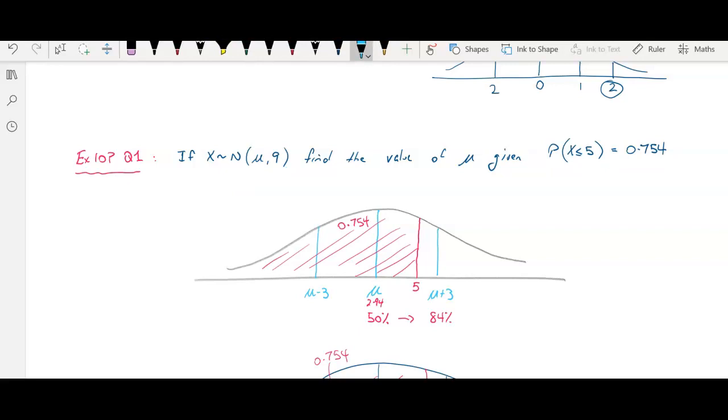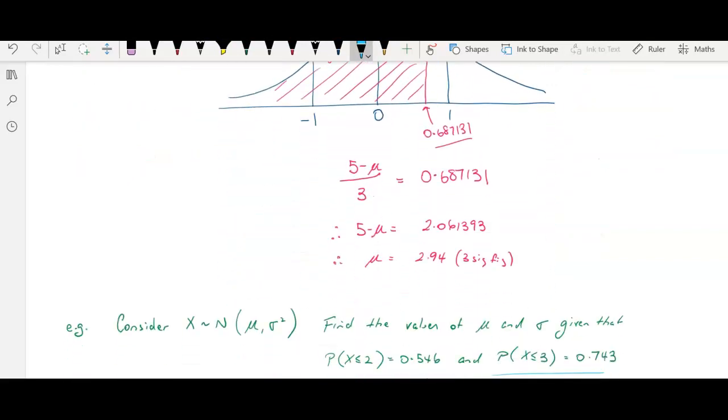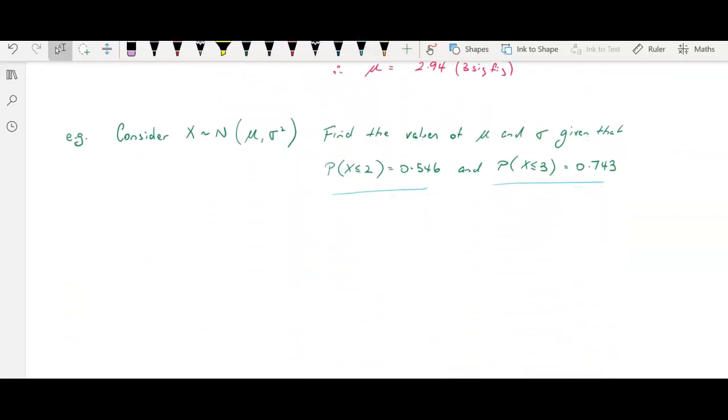If you're given one, this is an easier example. You can get straight into it. But we've got a little bit more work to do here. But as ever, if we've got 2 unknowns, we need 2 equations. And we can set those 2 equations up from these 2 pieces of information here. So let's get to work.